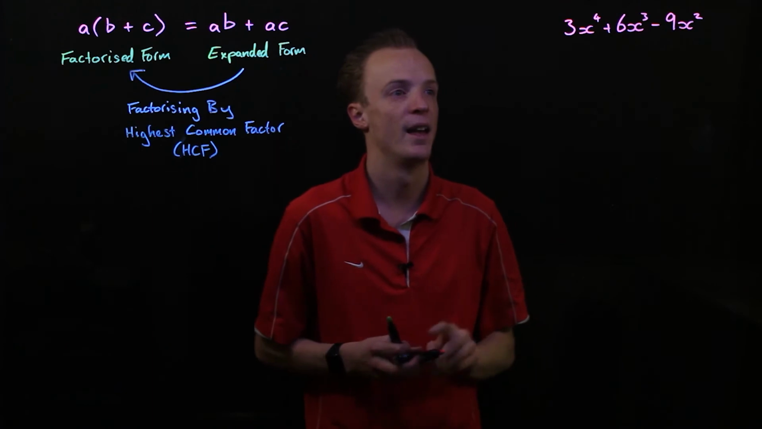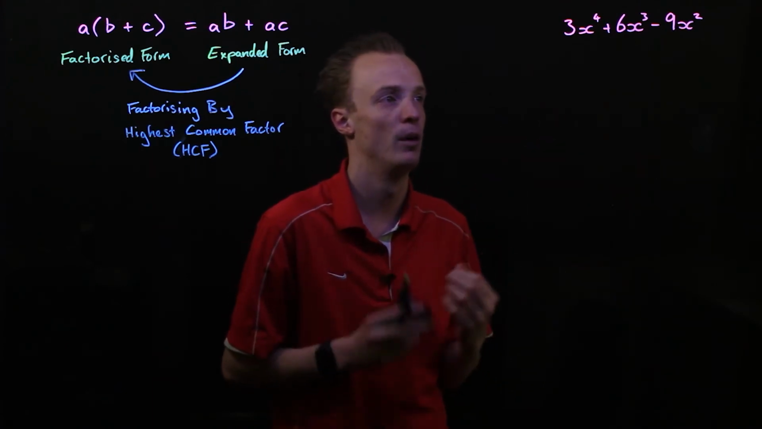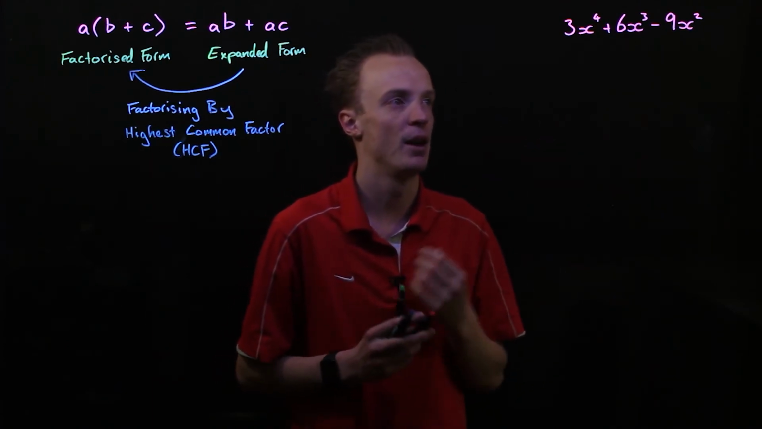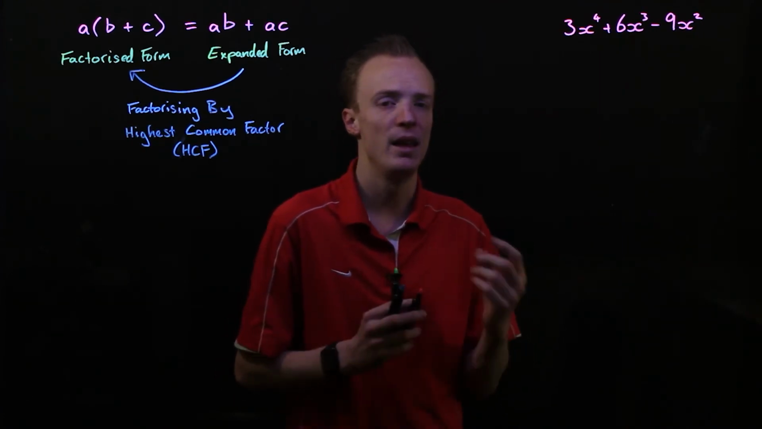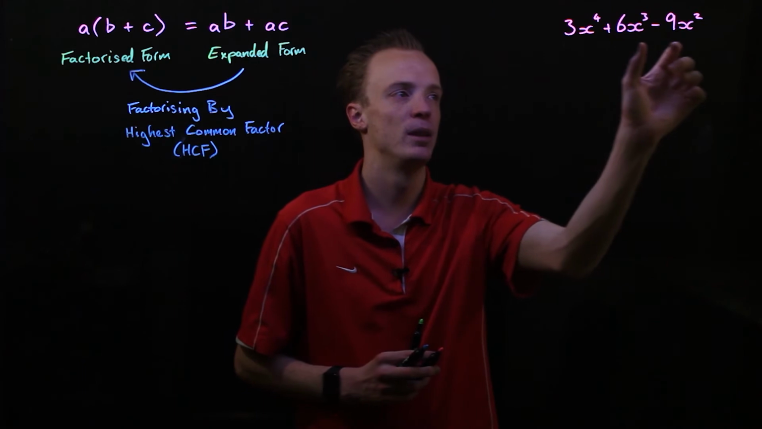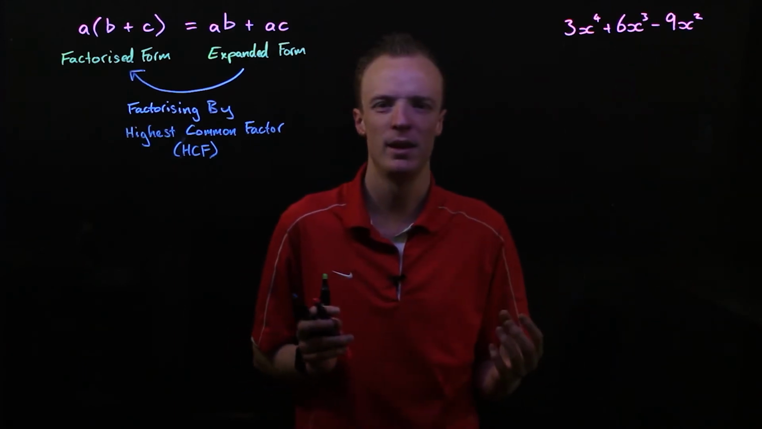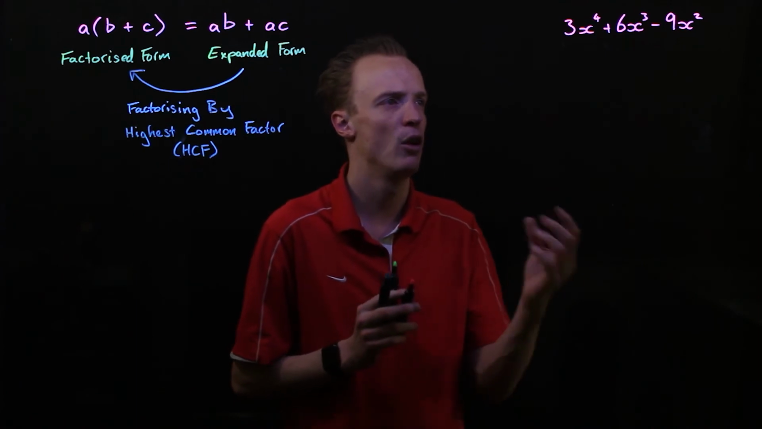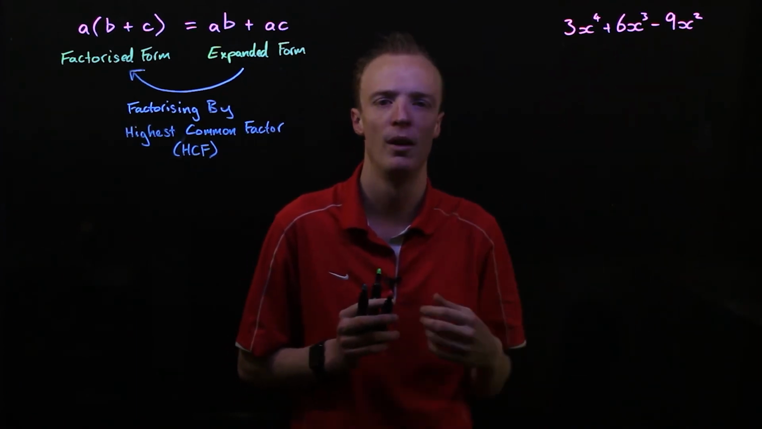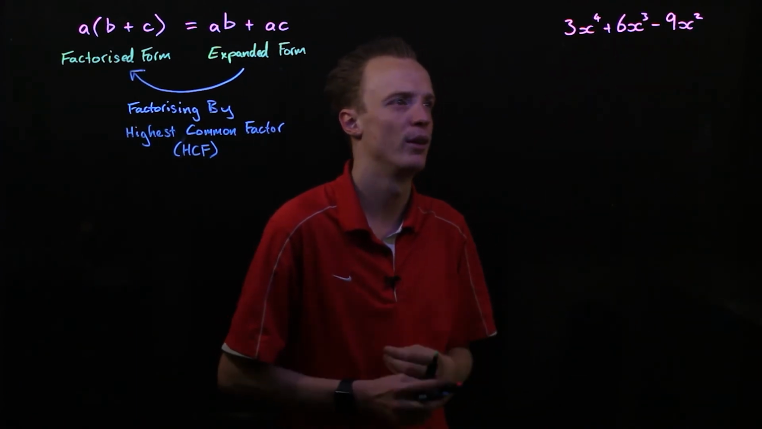What if I had 3x to the power of 4 plus 6x to the power of 3 subtract 9x to the power of 2. Here, I've now got 3 terms in my expression. So what that means is when I'm looking for a highest common factor, I'm looking for something that is common to all 3 terms. So I can factorise all 3 terms here.